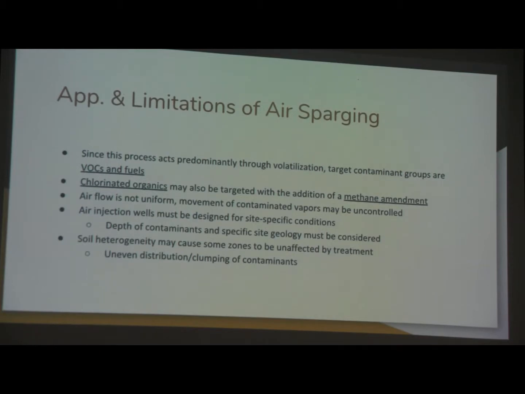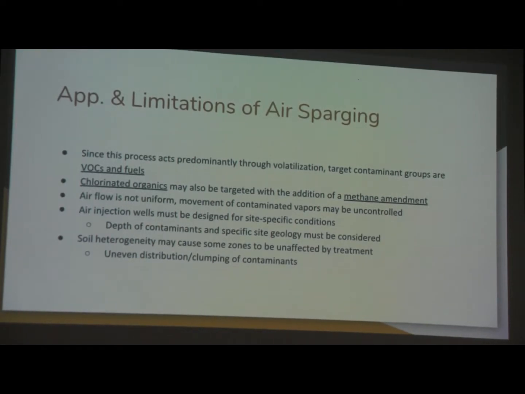So similar to in situ air stripping, the air sparging, because it deals with volatilization, VOCs are going to be the targeted group as well as some fuels. Now this process can be expanded out to tackle more sophisticated things like chlorinated organics if you add a methane amendment. Some limitations to this one that you don't see as much with the previous technique is because the airflow is moving through the soil and geology of the ground, the airflow is not going to be too uniform, and this can cause some variability of where the contaminated vapors are going to land.